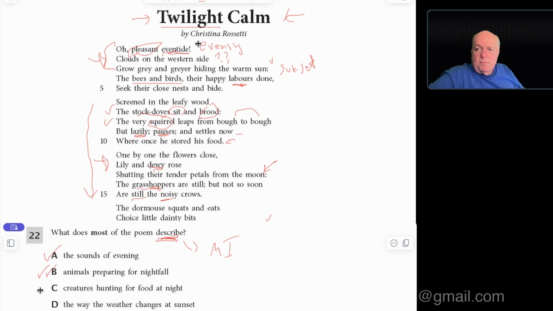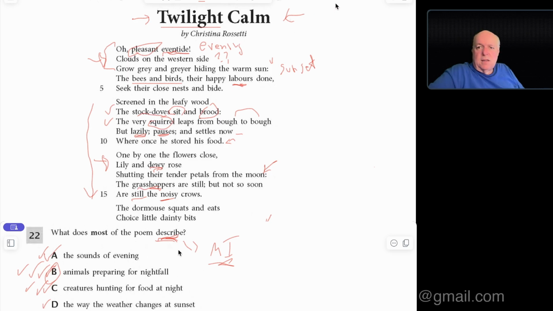Creatures hunting for food at night. Yep, absolutely, it was talked about. I talked about the owl, the squirrel, the bat, the fox. So that certainly happened. In fact, if we triple check this and double check that, the sounds of evening were the least amount I talked about. The most I talked about was B. And then D was the way the weather changed at sunset, so it didn't really do this. So if we mark that D, A a double check, this a 4 and this a 3, B is the winner there. Now, I said I'd rather they did a main idea question here, so this is not a main idea question, though.